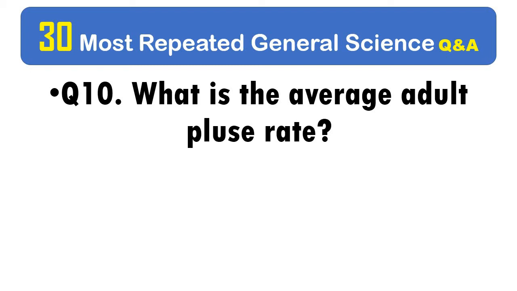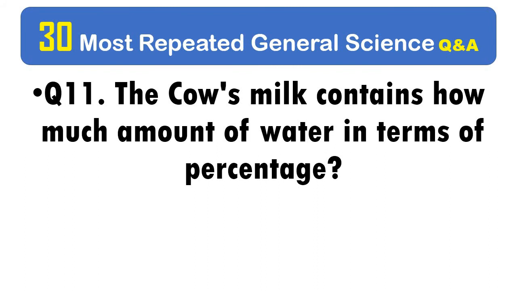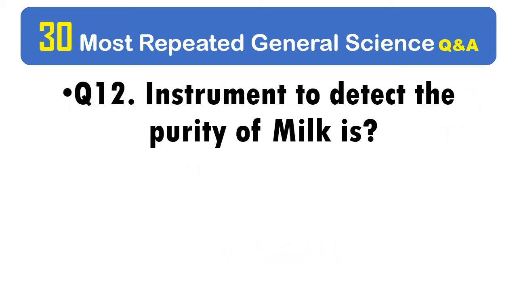What is the average adult pulse rate? Answer is 72 to 80. Question number 11. The cow's milk contains how much amount of water in terms of percentage? Answer is 80%. Question number 12. Instrument to detect the purity of milk is?